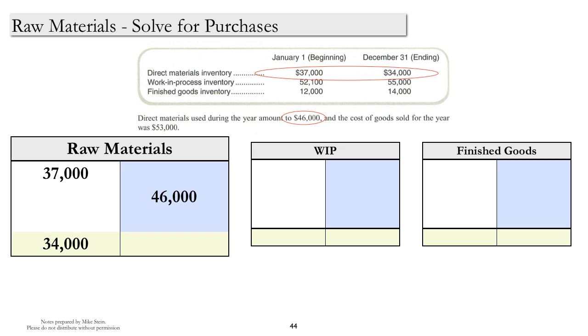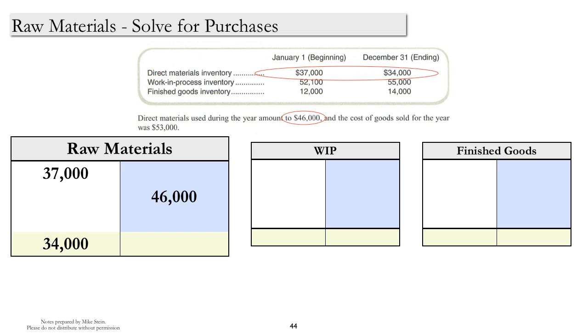So let's start off with raw materials. And you see that we have a beginning and ending inventory. So we note that since inventory is an asset account, those will be debits. So we see the beginning and ending debits to raw materials. And then the additional information we're given is that $46,000 worth of inventory materials were used during the year.